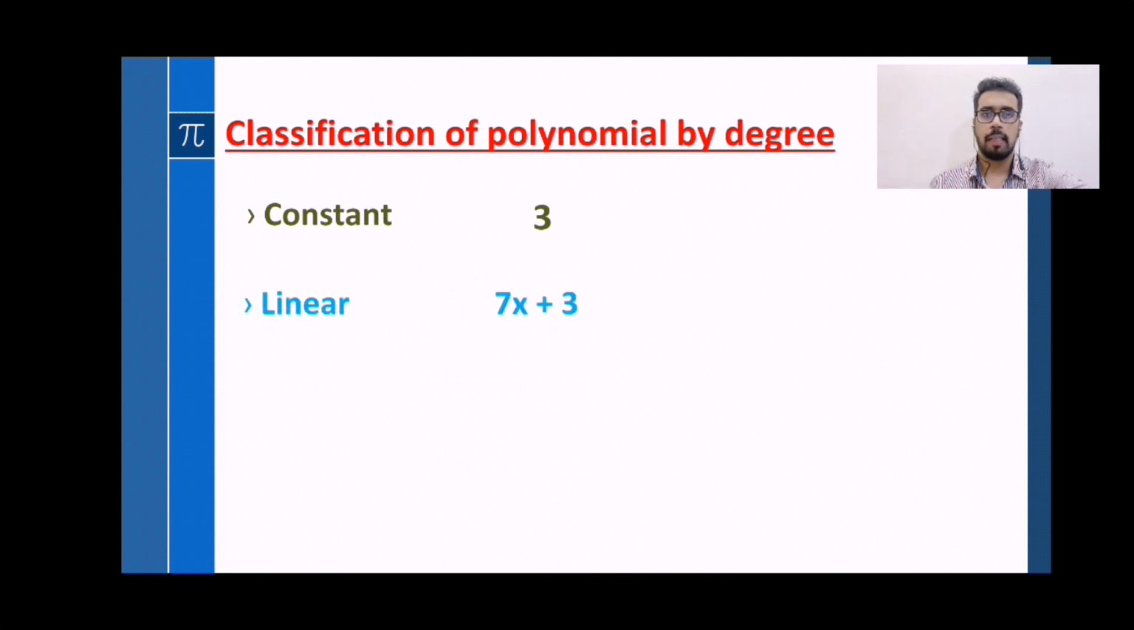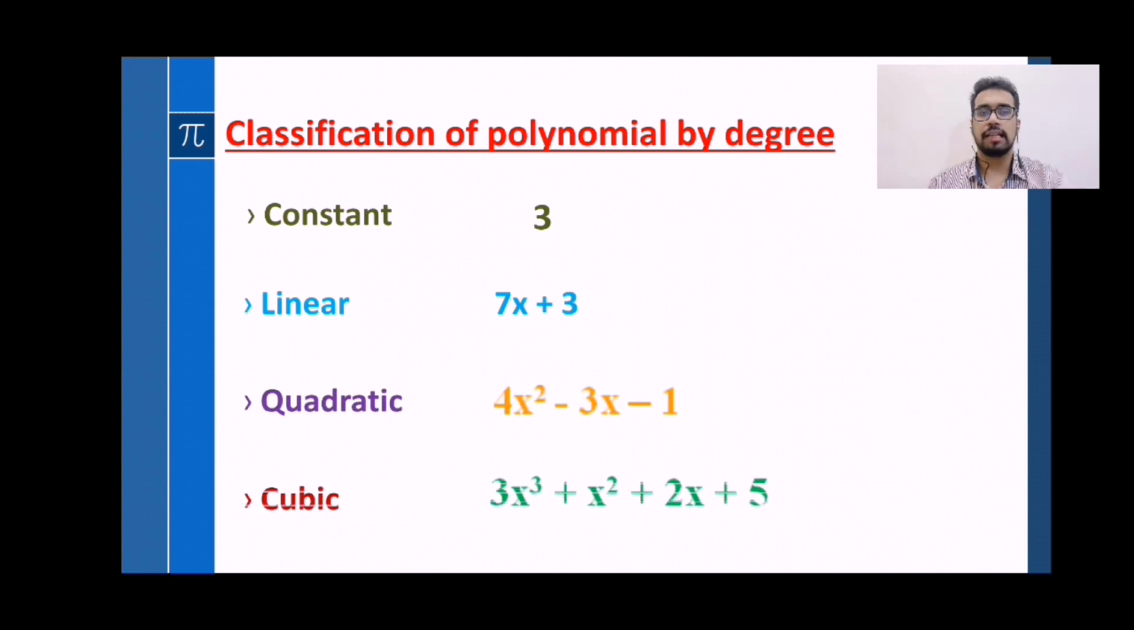Now, let us classify polynomials based on the degree, starting with degree 0, which is our constant polynomial. For example, the number 3. A polynomial of degree 1 is called linear, of degree 2 is called quadratic, and finally the degree 3 is called a cubic polynomial.